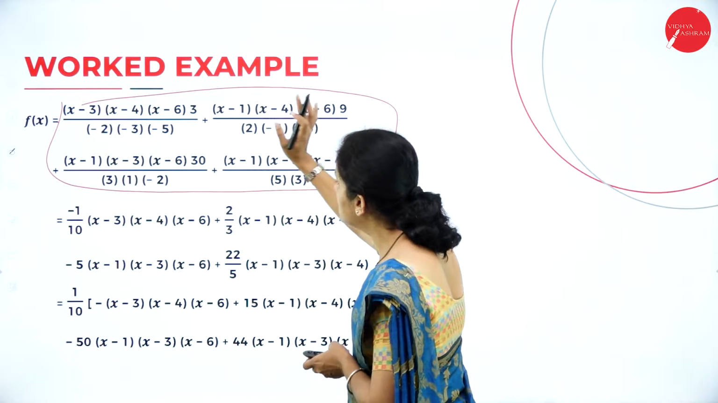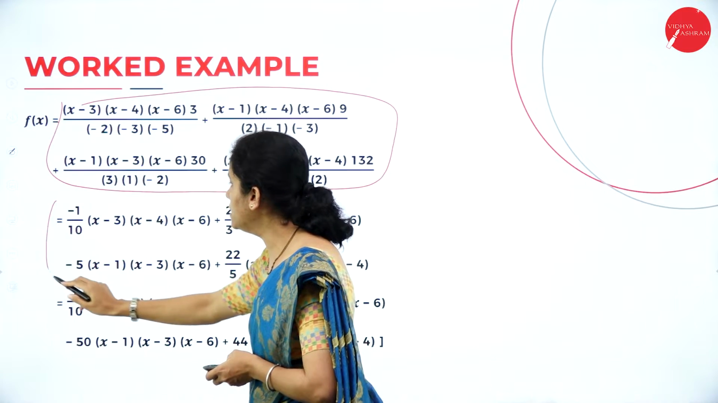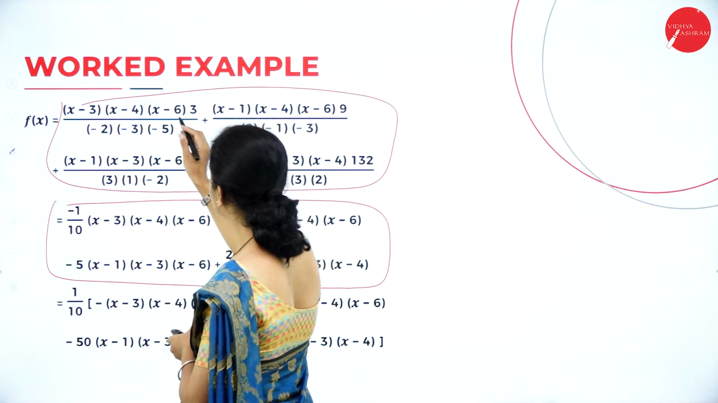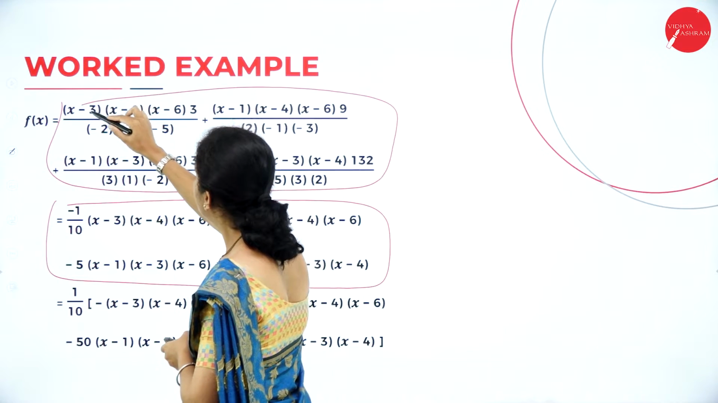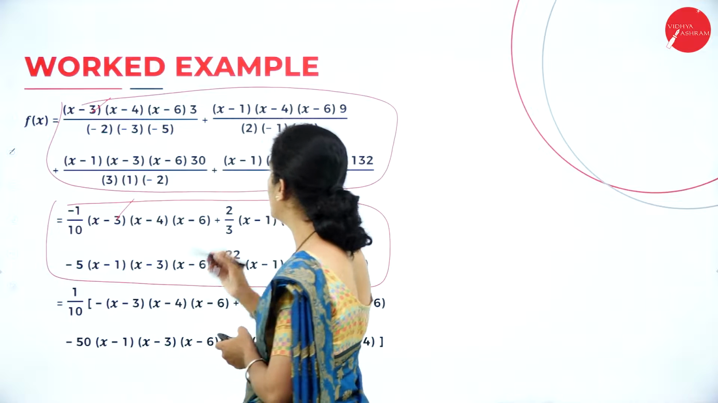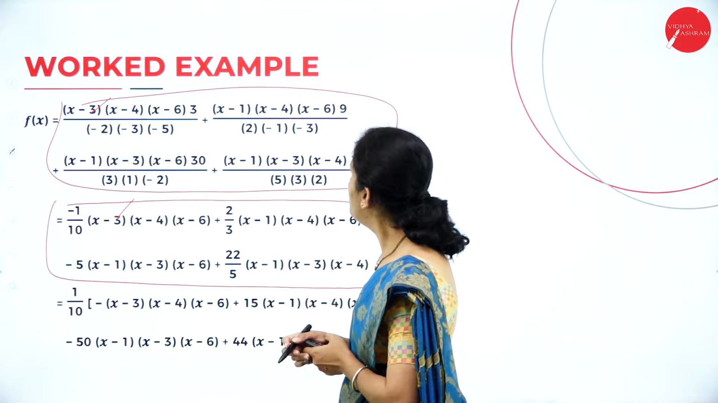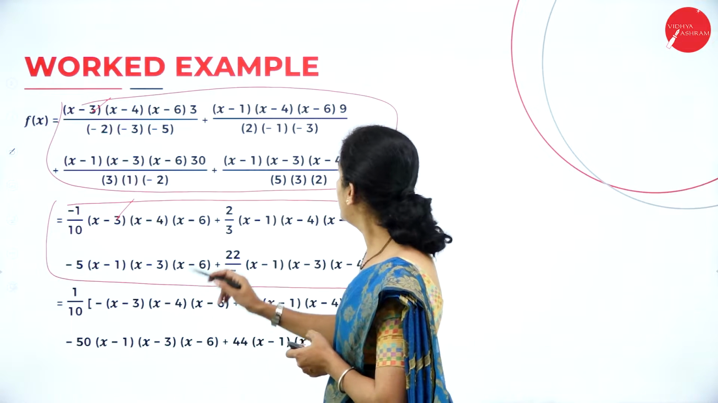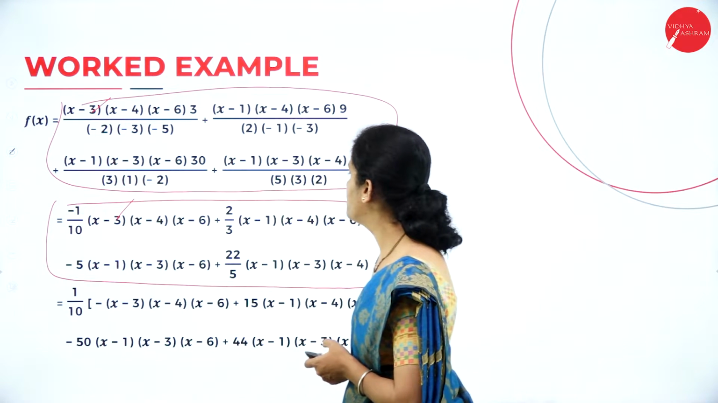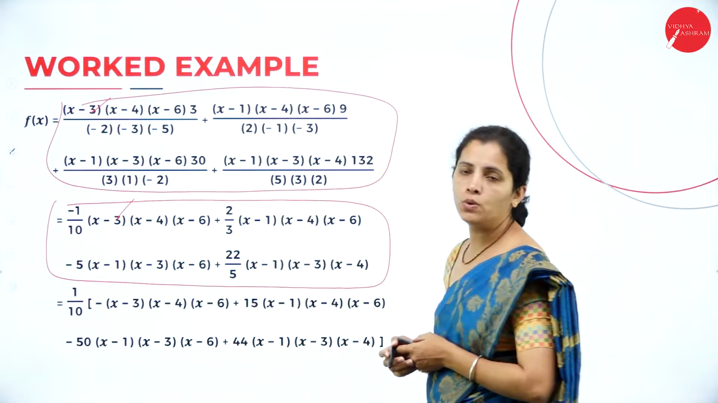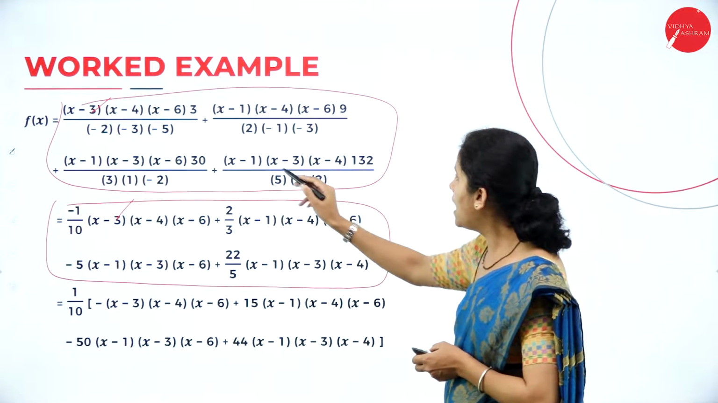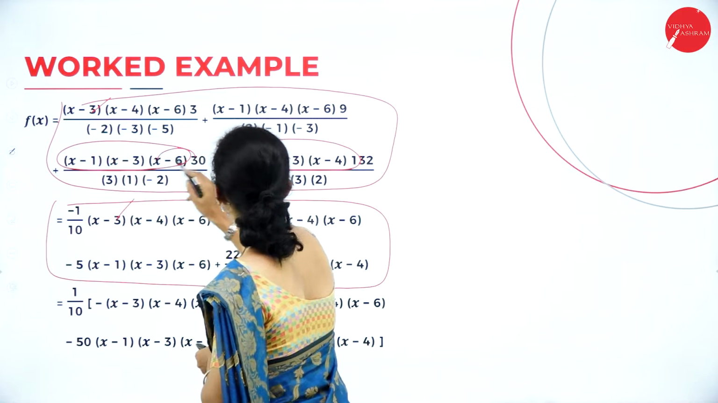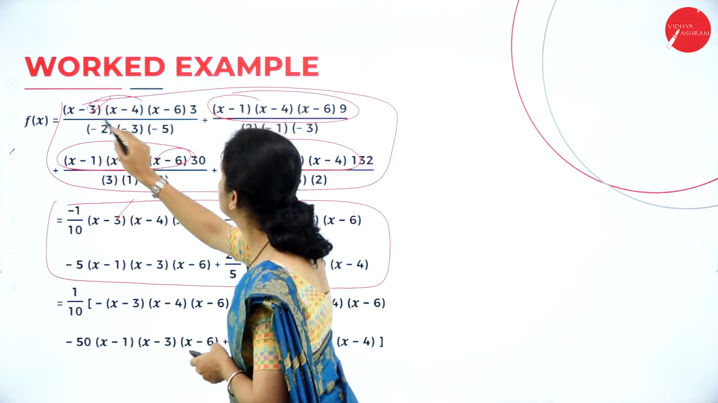After simplifying this formula, I'm going to get this answer. Okay, so here if I consider this one, I have x minus 3, x minus 4, x minus 6 plus it is 2 divided by 9. Then here it is minus 5 and here it is 22 by 5. And if I consider the above equation, that remains as it is.